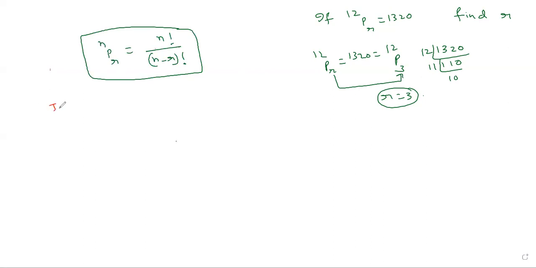If 13PR is equal to 12P5 plus 5 into 12P4, find r. 13PR is equal to 12P5 plus 5 into 12P4, find r.